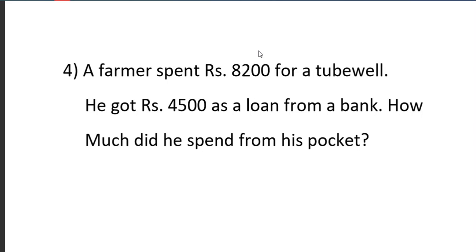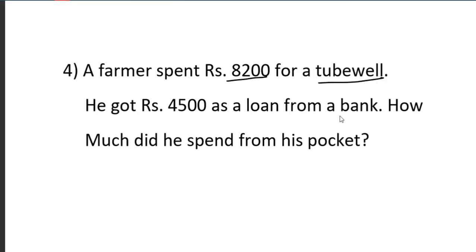A farmer, in the farm, tube wells are very important. For agriculture, water is very, very essential. So what he did, he took a tube well. For a tube well he spent 8,200 rupees. How many rupees, children? He spent 8,200 rupees for a tube well.